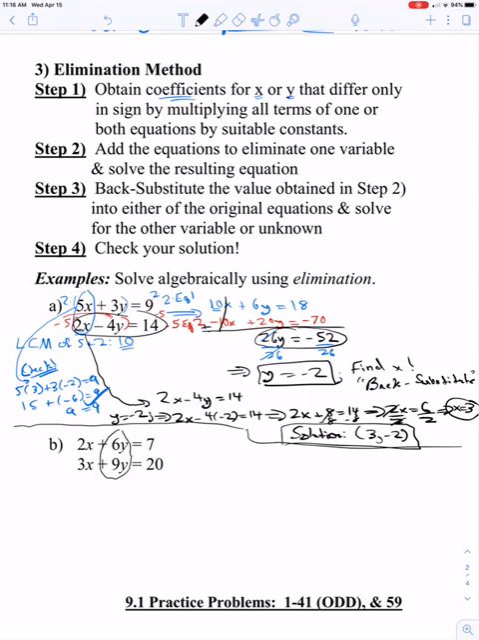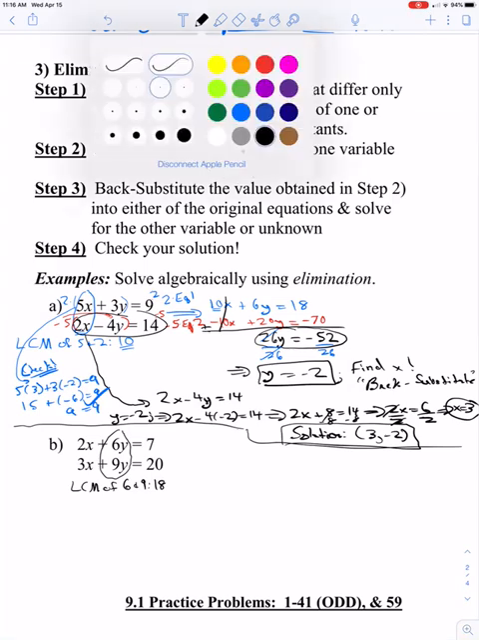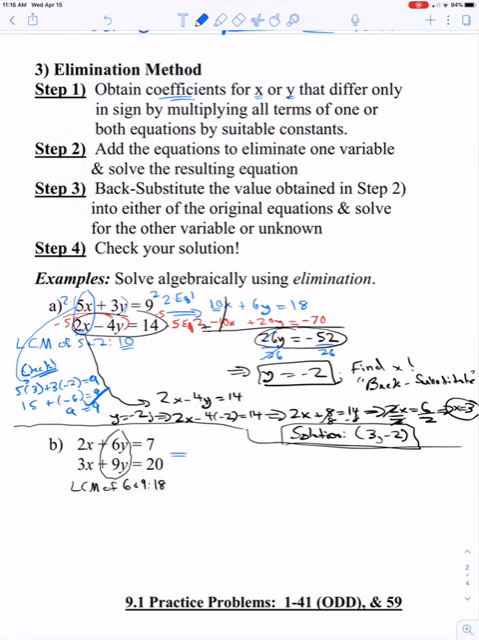Well, I'm going to go ahead and notify, again, the least common multiple of 6 and 9 is what? 18, right? 6 times 3 is 18. 9 times 2 is 18. So let's go ahead and make those opposites of each other. So let's take equation 1. If we want that to be 18, we're going to have to multiply by 3. So 3 times equation 1, 3 times 2x is 6x. 3 times 6y is 18y. 3 times 7 is 21. So again, there's 3 times, right, equation 1.